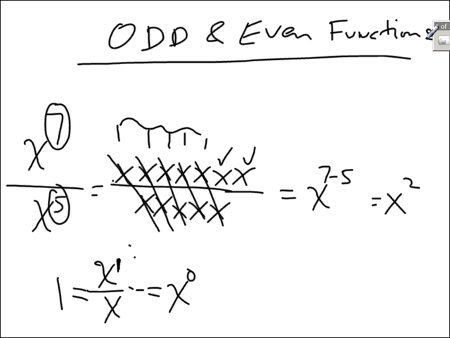So, regardless of what the exponent is, if they're both the same, you get x to the 0, which is 1. And you don't even want the middle step. X to the 0 is 1.